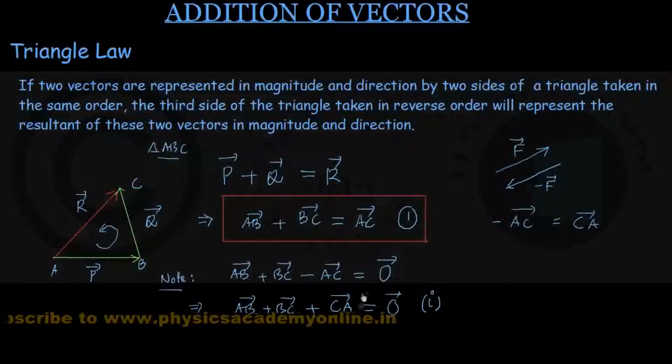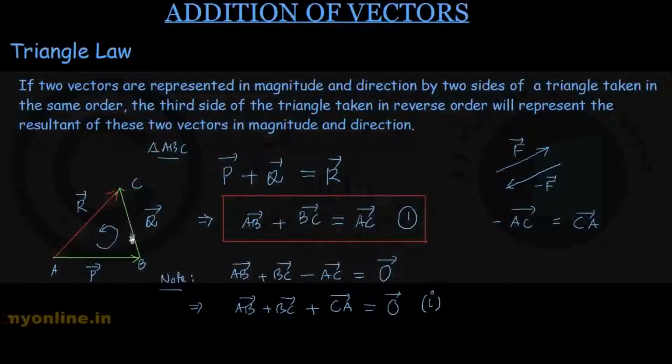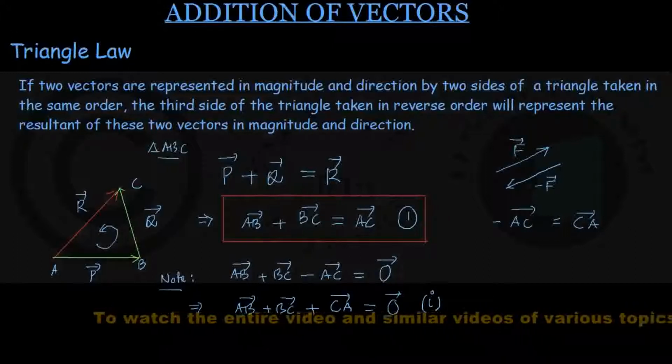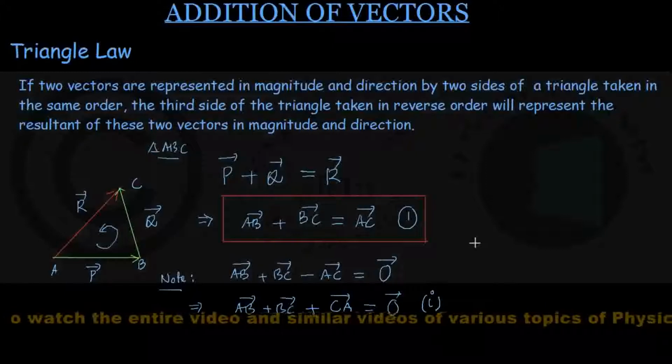And that's a direct corollary of the actual triangle law that told us that if two sides taken in the same order represent two vectors in magnitude and direction, the third side in reverse order, that is AC in my figure, represents their resultant in magnitude and direction. That is the triangle law's meaning. We shall see one more corollary from this, but I require some space for that. Now let me draw a coordinate system here.